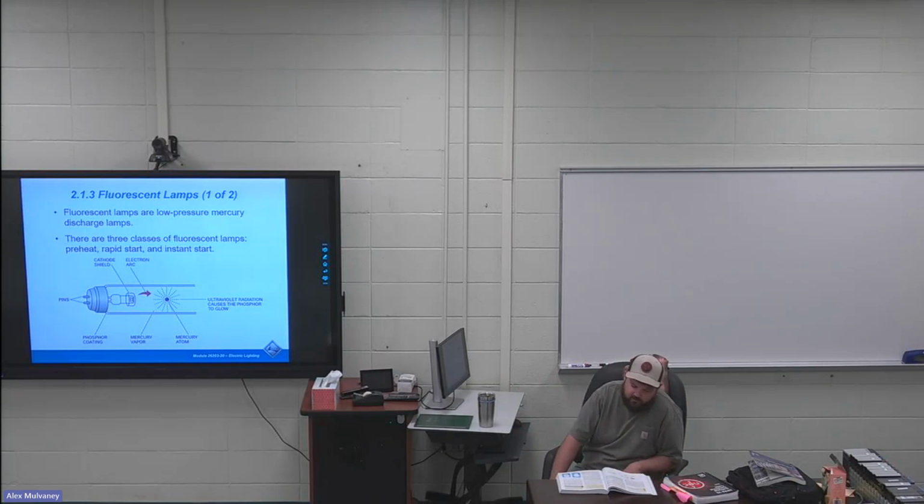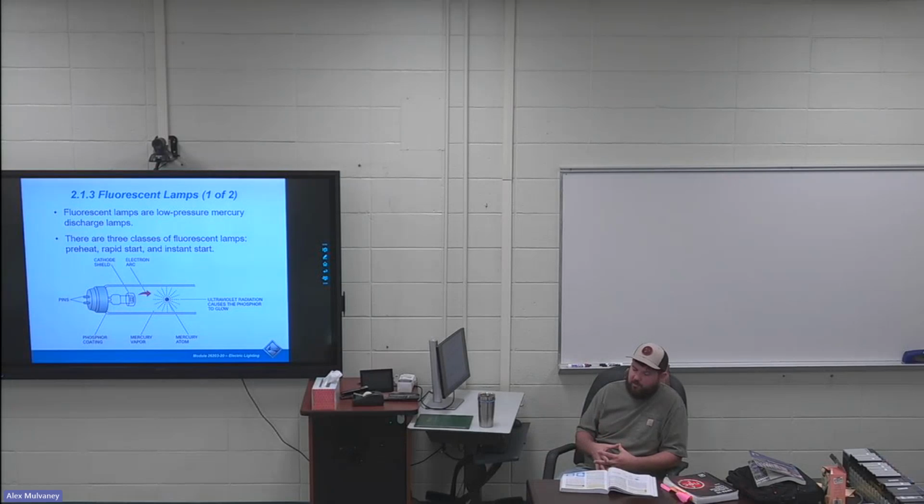213 on page 10. Right-hand side of the page, that last paragraph before the bullet points, second sentence is highlighted as an online test question. To start the lamp, a high voltage surge is needed to establish an arc in the mercury vapor. So these fluorescent lamps have a mercury vapor in them. Like I said before, it has to have a high voltage in order to get that stuff going. So that's where the ballast comes into play.